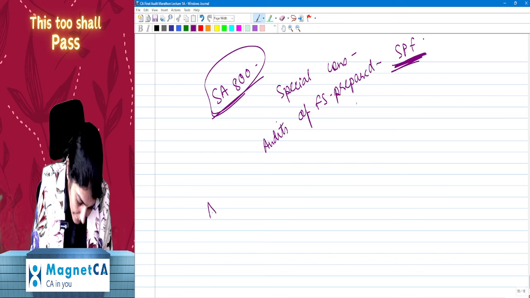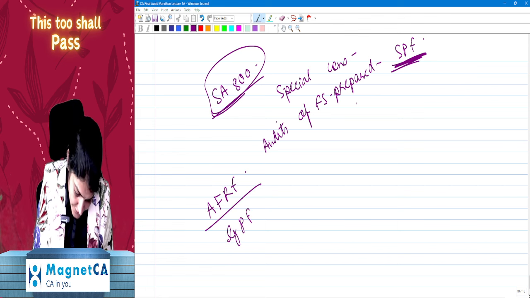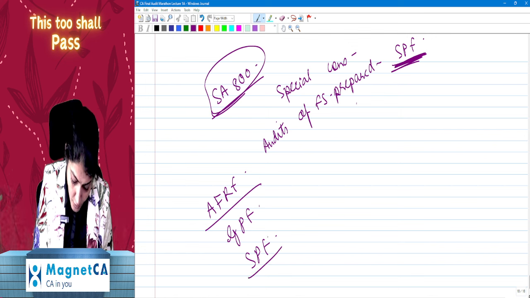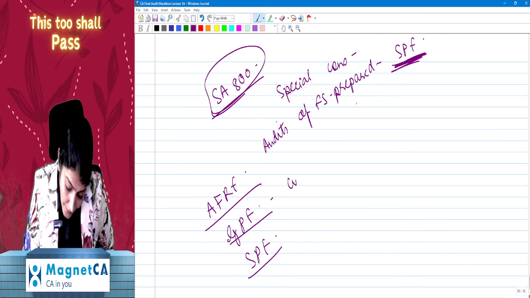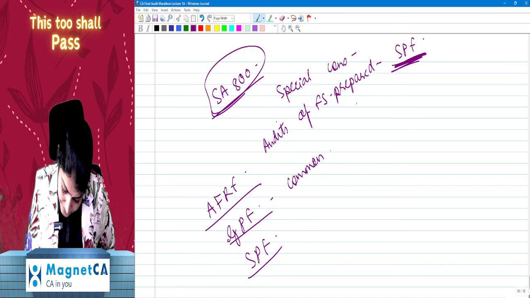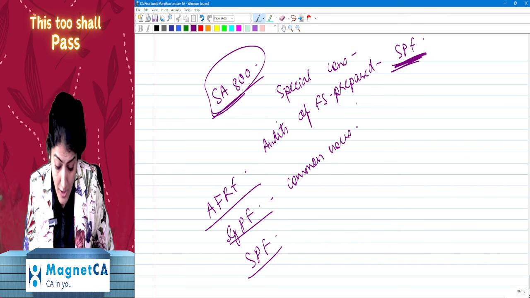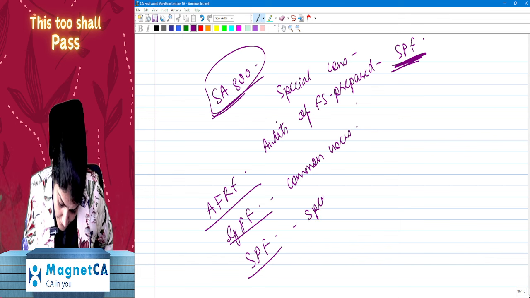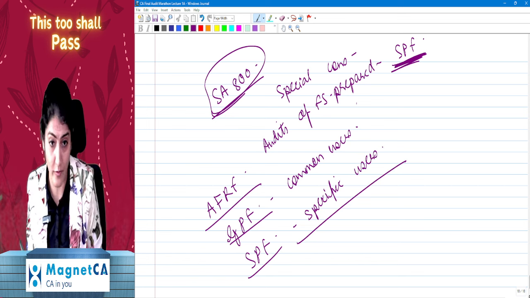That means the applicable financial reporting framework could be a general purpose framework or it could be a special purpose framework. If it is for a wide range of common users and a broad range of users, then it is a general purpose framework. But if it is for a specific set of users, for a specific purpose, then it is the special purpose framework.